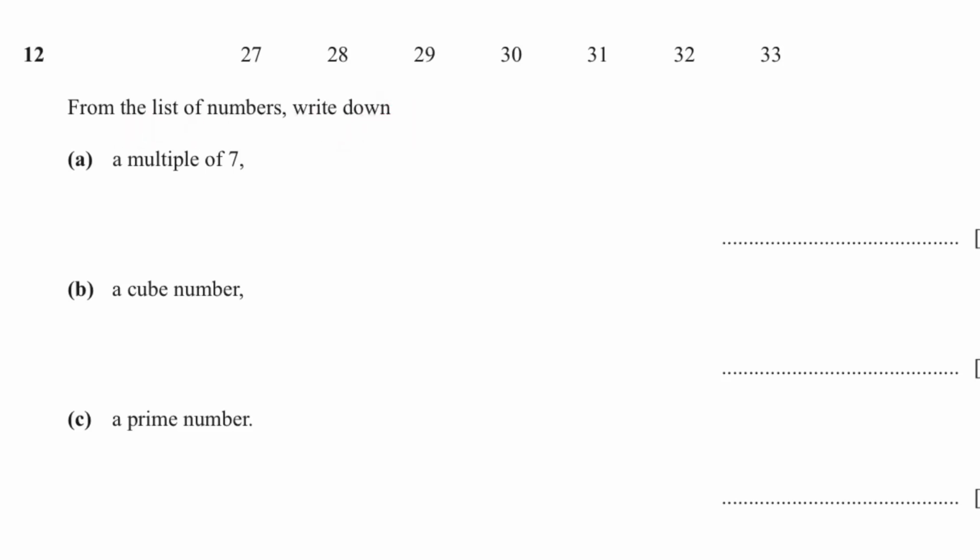We have been given a list of numbers and we have to find a multiple of 7. Multiple means it is in the times table of that number. So multiple of 7. 28 is a multiple of 7 as 7 times 4 is 28. A cube number. You can check by multiplying. You will see that 3 times 3 times 3 is 27. A prime number is a number that is not there in any other times table except 1 and itself. Please go through the different types of numbers video which I have. That will help you to understand the numbers very well. You could have written 29 also.